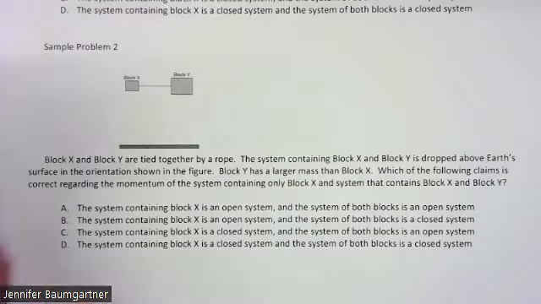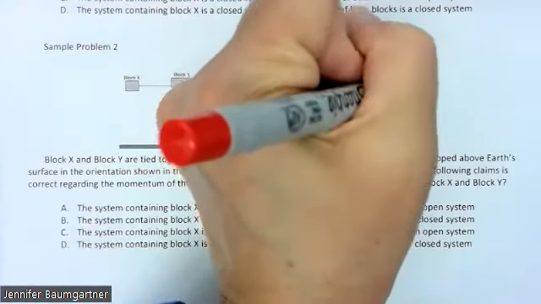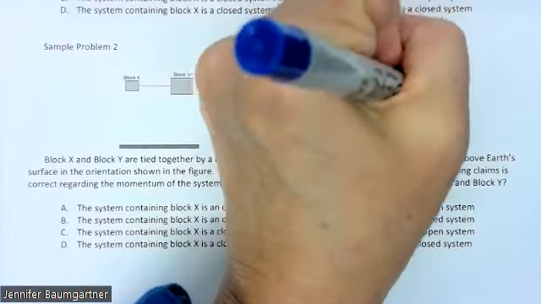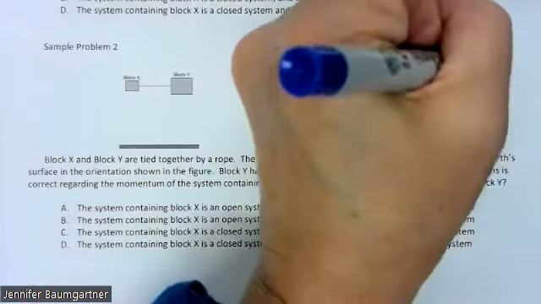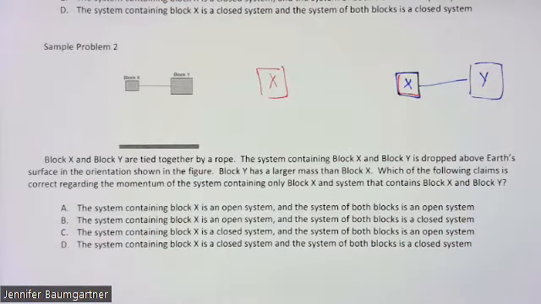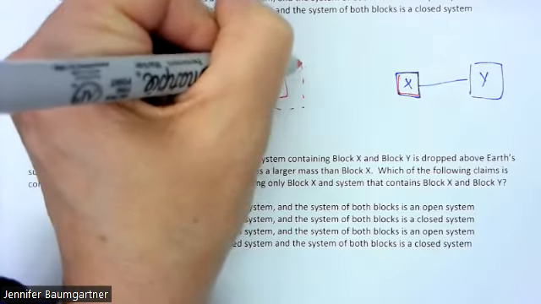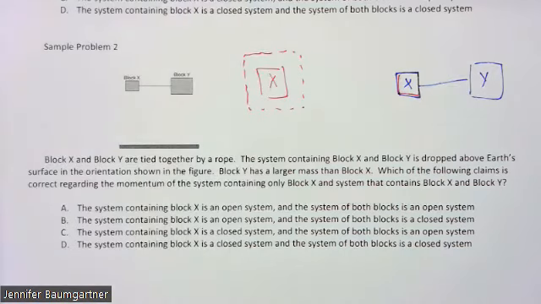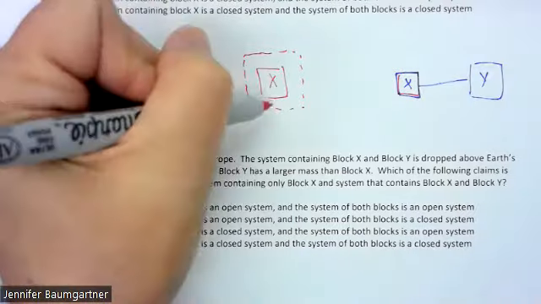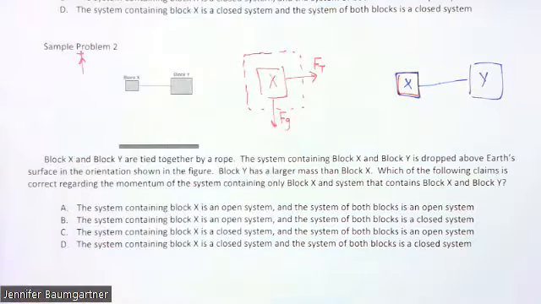So here we go. Let's redraw. I've got block X, and then I've got block X and Y. Let me draw that in blue. Trying to keep my color coding consistent here. Block Y was larger. Okay, so I draw a diagram around it. What are my forces? I assume we're ignoring air resistance. So if up is positive, I'm going to have the force of gravity acting down, and I'm going to have tension pulling the block that way.